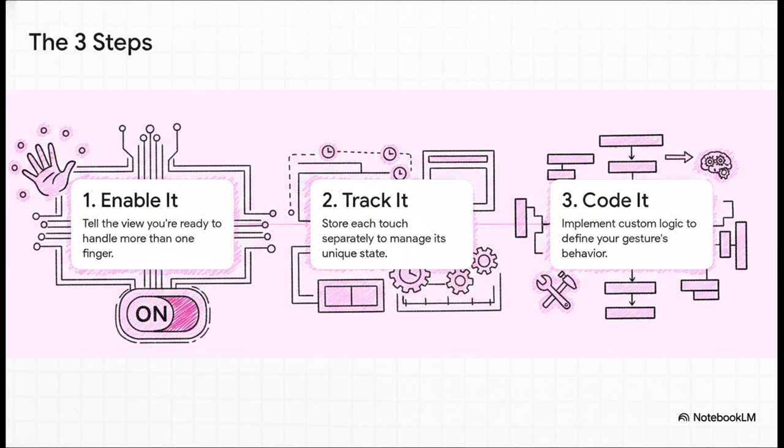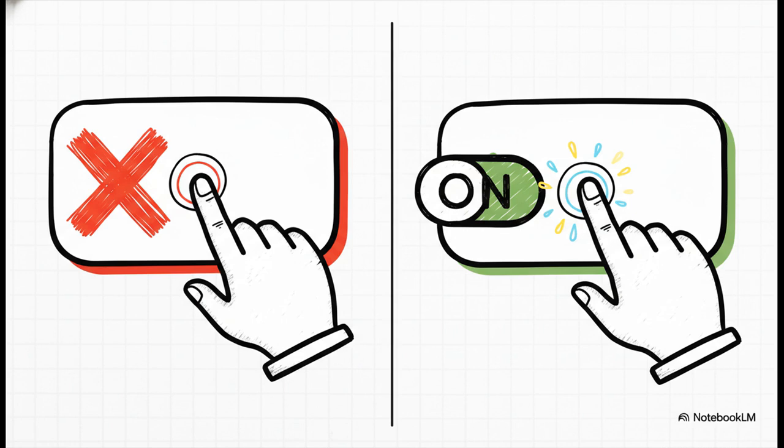Let's break them down. Step 1 is the absolute non-negotiable starting point. It's so easy to forget. By default, a view will only listen to the very first finger that touches it and will completely ignore all the others. You have to explicitly tell your view, hey, I'm ready for more than one finger. Without this single line of code, none of the multi-touch magic can happen, period.